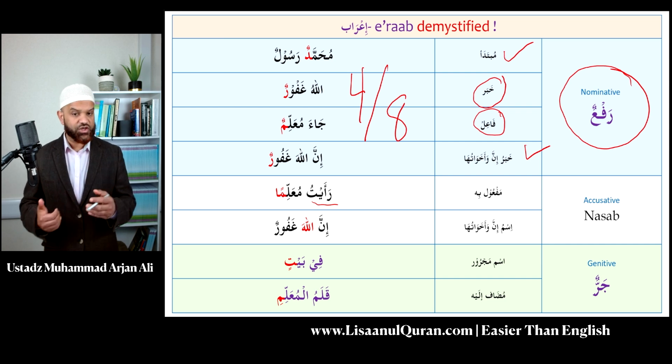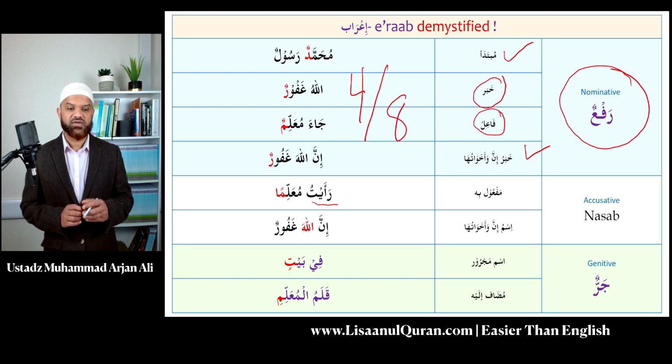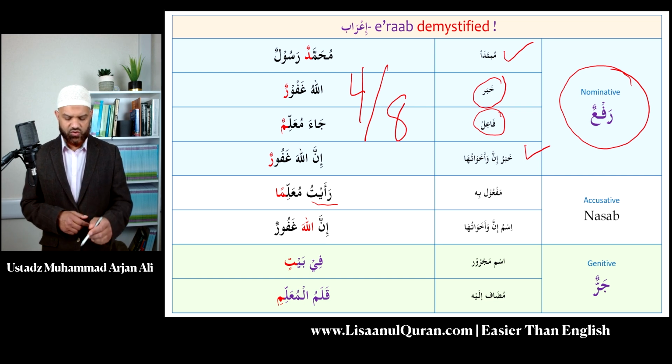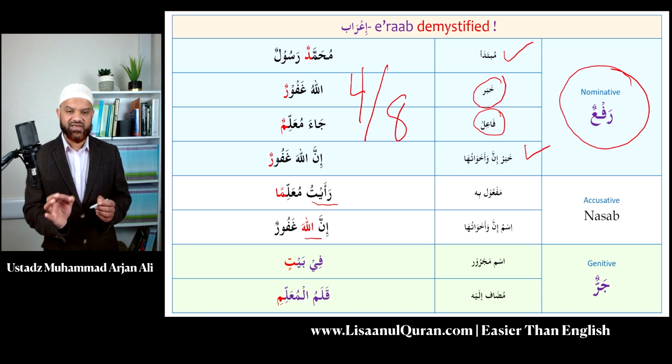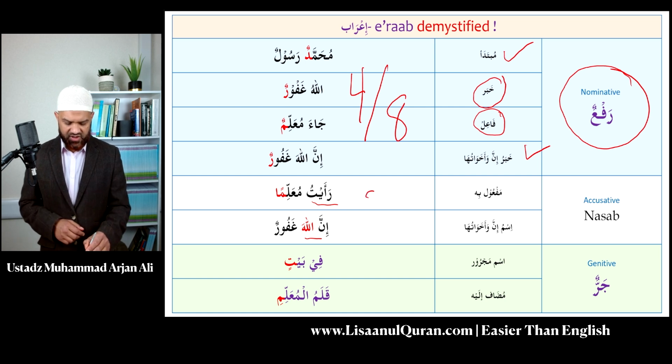The second one we learned today in this lesson is that the ism of inna or one of her sisters will be in nasab. So here again, you have the example, inna allaha ghafurun. The word here is in nasab status. Why? Because it is the ism of inna or one of her sisters. So you have 2. So alhamdulillah, I've learned 2.